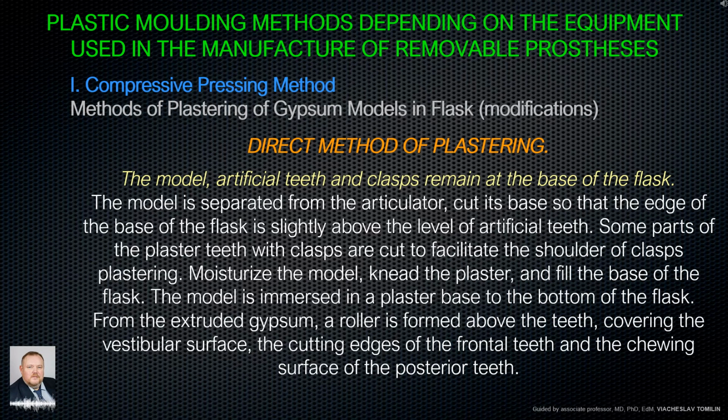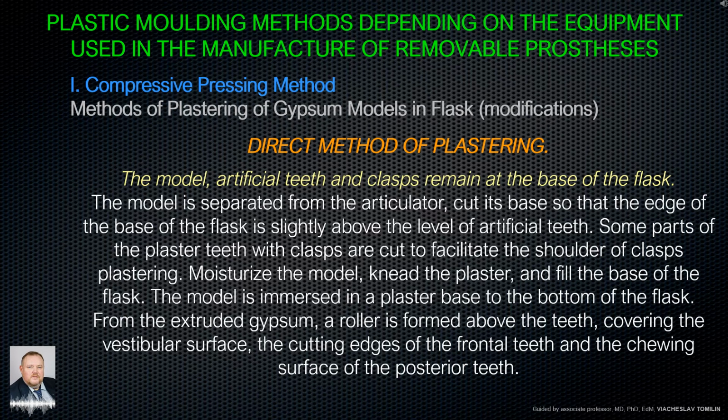Plastic molding methods depending on the equipment used in the manufacture of removable prostheses. Compressive pressing method. Methods of plastering of gypsum models and flask modifications. Direct method of plastering. The model, artificial teeth and clasps remain at the base of the flask. The model is separated from the articulator, and its base is cut so that the edge of the base of the flask is slightly above the level of artificial teeth.